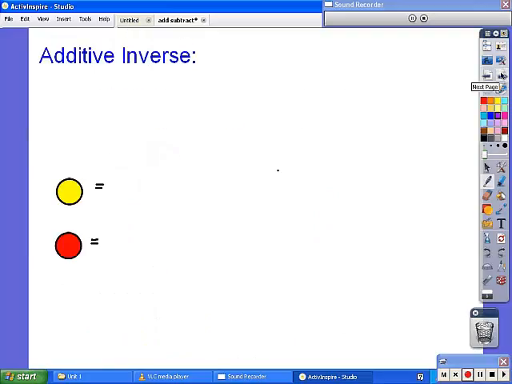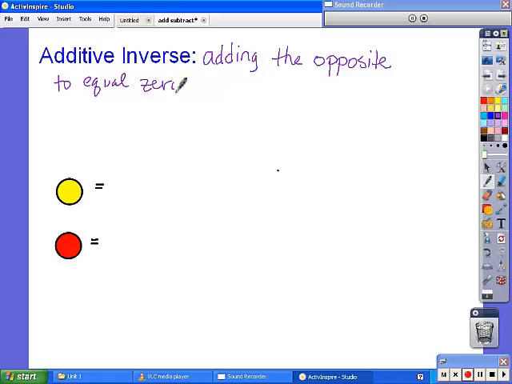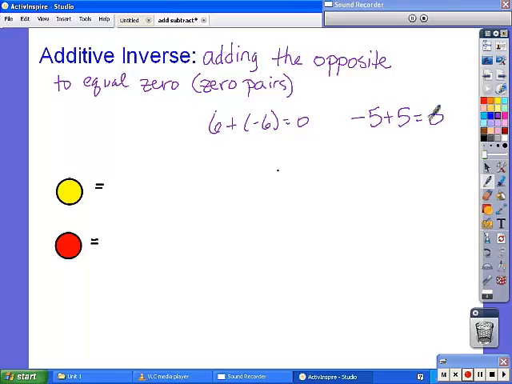We also have a method using our little counter things that are yellow and red. So additive inverse, this is just simply adding the opposite. And when you add two numbers that are opposites, they equal 0. You might remember this from last year as referred to as 0 pairs. So like if you have 6 plus a -6, that equals 0. Or -5 plus 5 equals 0. So yellows are going to be positives, and red are going to be negatives.